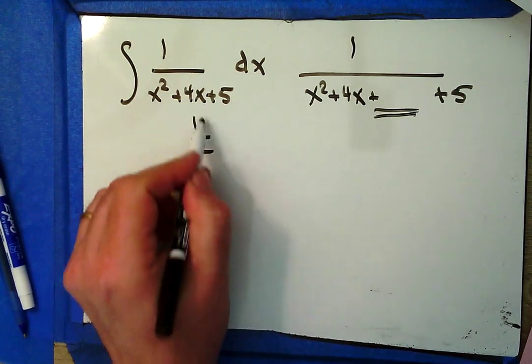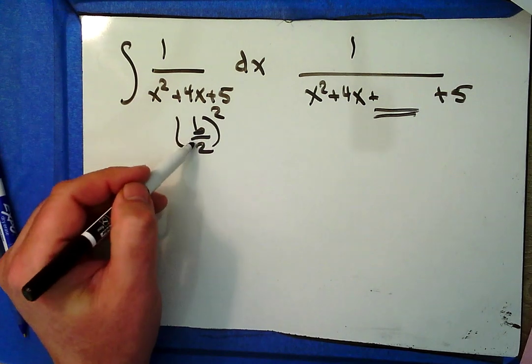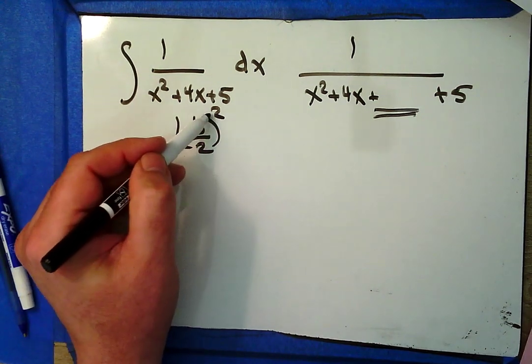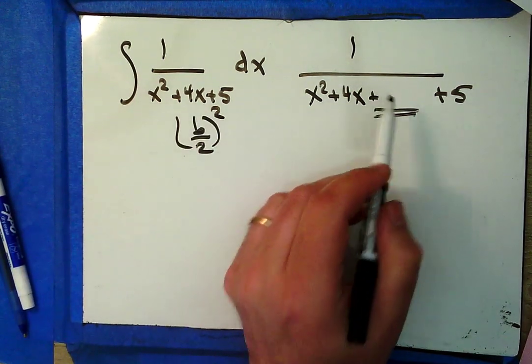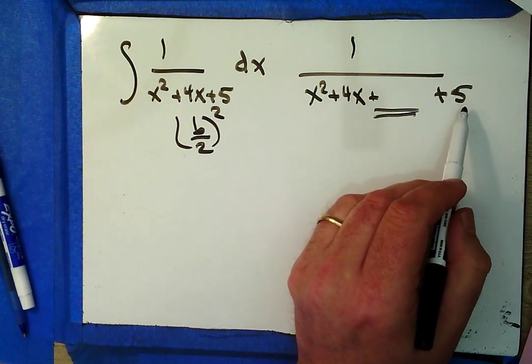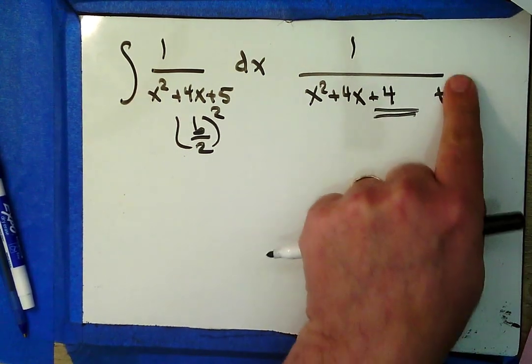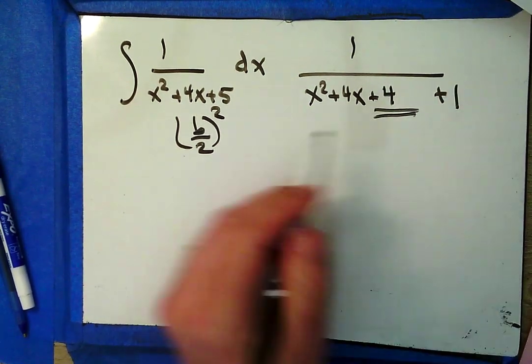Well, we said before, b over 2 squared. Our b value is 4. 4 divided by 2 is 2. 2 squared is 4. So I need to plug in 4 here. Well, I happen to have 5 over here. So let's take 4 of these 5 and put them here, which will leave me 1 over here.